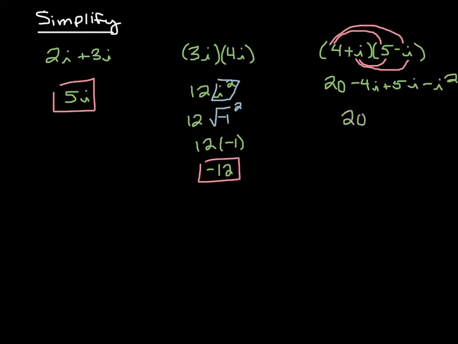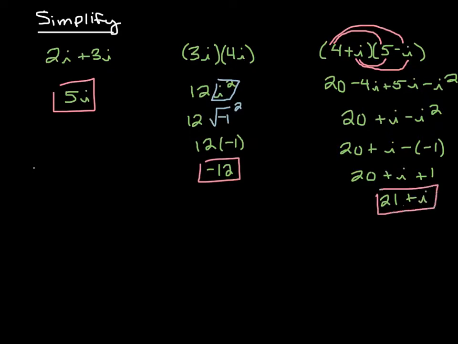Let's combine like terms as much as we can. And remember, back over here, we saw that I squared is equal to -1. So we have 20 plus I minus -1. That simplifies to 20 plus I plus 1, which is 21 plus I. And this is as far as we can go to simplify.